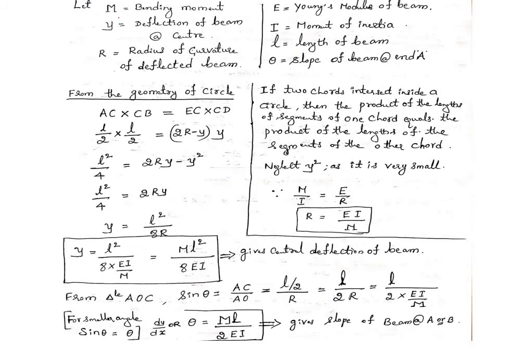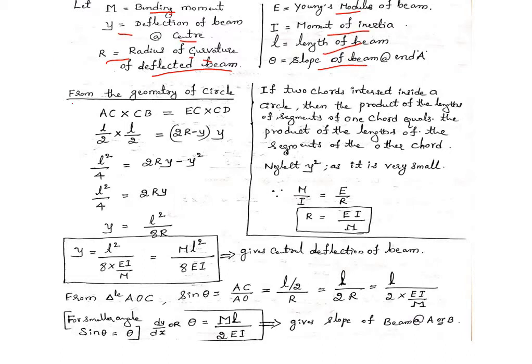Let M be the bending moment, Y the deflection of the beam at center, R the radius of curvature of the deflected beam, E the Young's modulus of the beam, I the moment of inertia, L the length of the beam, and theta the slope of the beam at end A.